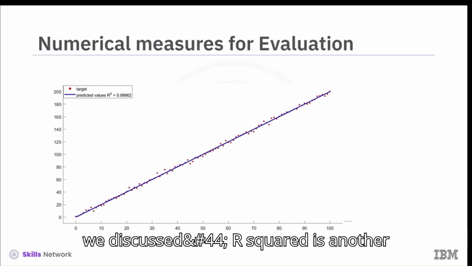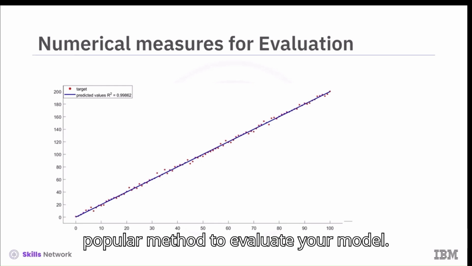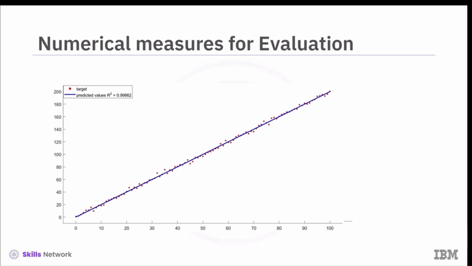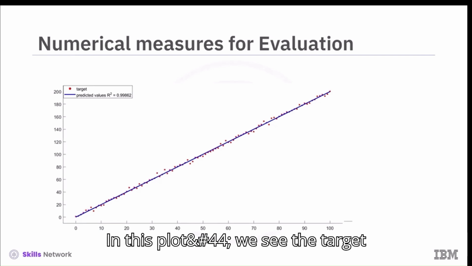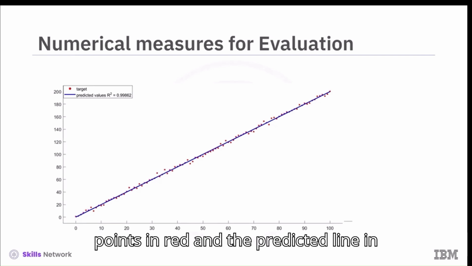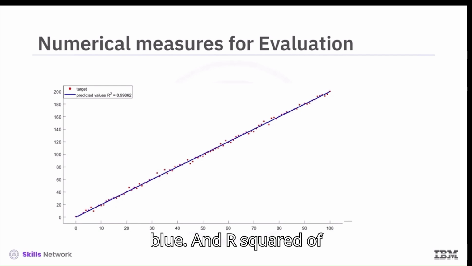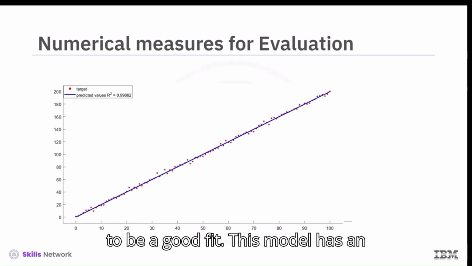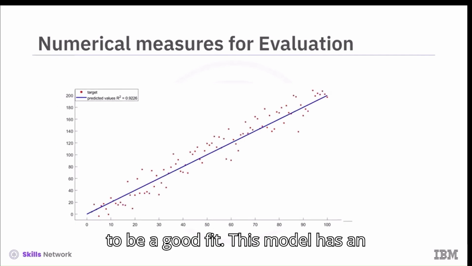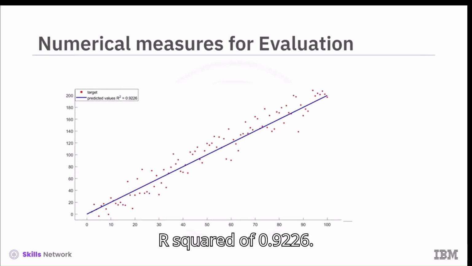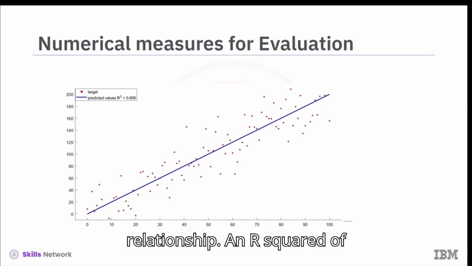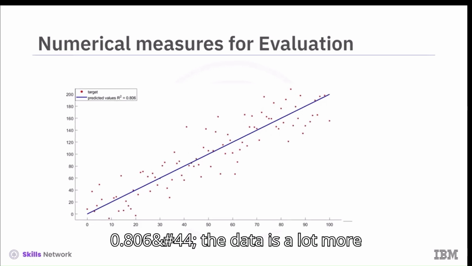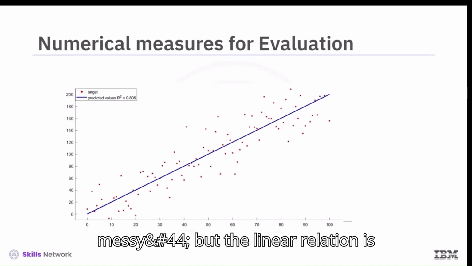As we discussed, R-squared is another popular method to evaluate your model. In this plot, we see the target points in red and the predicted line in blue. With an R-squared of 0.9986, the model appears to be a good fit. This model has an R-squared of 0.9226. There still is a strong linear relationship. With an R-squared of 0.806, the data is a lot more messy, but the linear relation is evident.